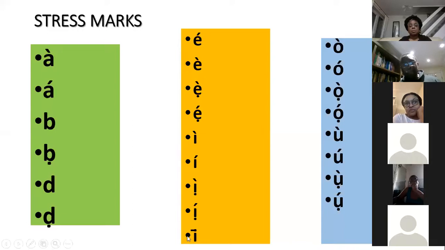Now, there is when you have the dash or the hyphen on top of the vowels. So you can see this example here. There's a hyphen on top of the vowels. You can have the hyphen on top of all the vowels. When there's a hyphen on top of the vowels, what happens is that whatever you're saying, you stretch the sound.